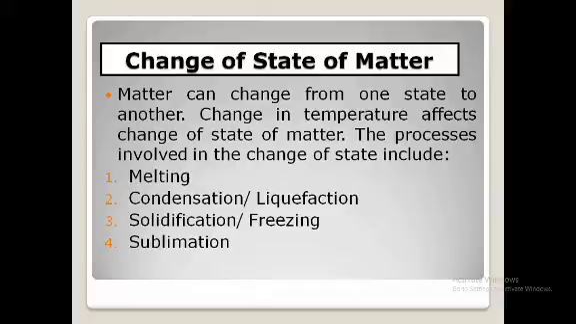So, the following processes are involved in the change of state of matter. Number one, we have melting. Matter can melt from the solid state to the liquid state. Two, we have vaporization. Vaporization simply involves conversion of matter from the liquid state to the gaseous state. Three, we have condensation or liquefaction. Condensation simply involves the conversion of matter from the gaseous state to the liquid state.